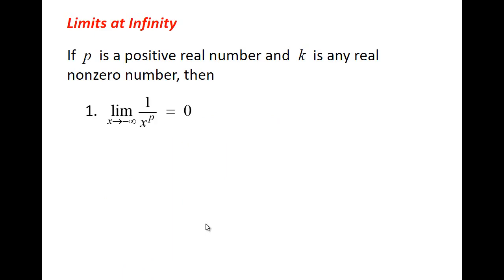So generally, if p is a positive real number and k is any real non-zero number, then we can say that the limit of 1 over x to the p as x goes to negative infinity is 0, because when x is large and negative, x to the p will also be large, whether negative or positive depends on what p is. But in either case, we would be getting 0. And also the limit as x goes to positive infinity of 1 over x to the p would be 0 as well, again because the denominator goes to infinity as x goes to infinity.